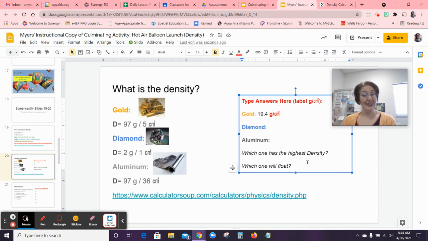Is the gold going to float? Is the diamond going to float? Or is the aluminum going to float? And that's what you're going to put there. And I'm going to make sure that you have a link that you can use for your calculations. I'll go ahead and fix that for you. Okay? All right.